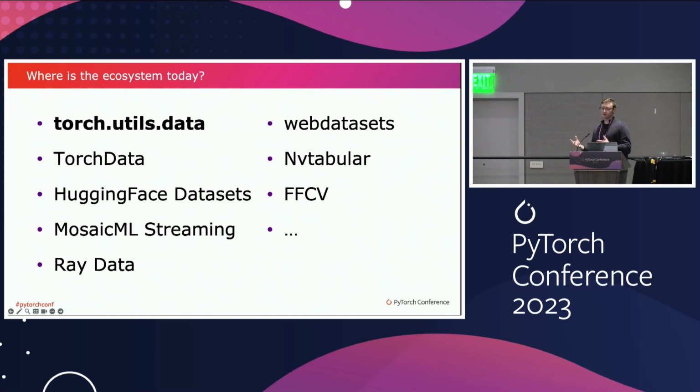So where is the data loading ecosystem today? In short, it's fragmented. Most ML engineers use something built on top of the dataset and data loader APIs offered as part of the PyTorch library. You have different options depending on your use case, where your data is stored, what format it's stored in, how much and what kind of pre-processing you need to do on it. The list goes on. I'm not going to cover every option in detail.